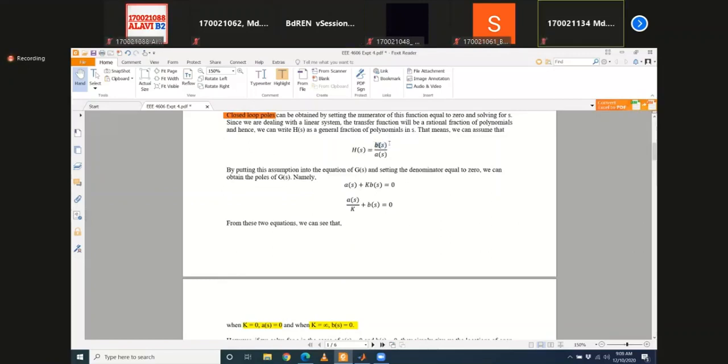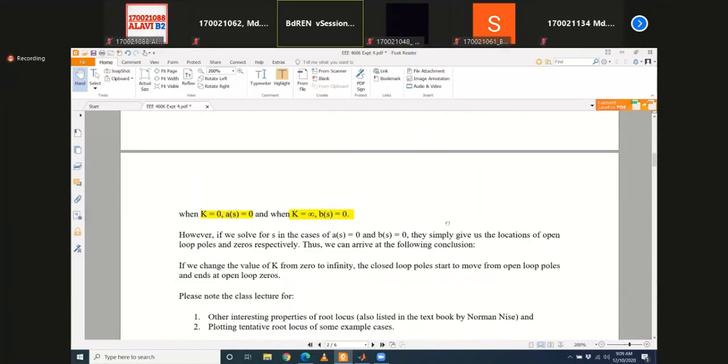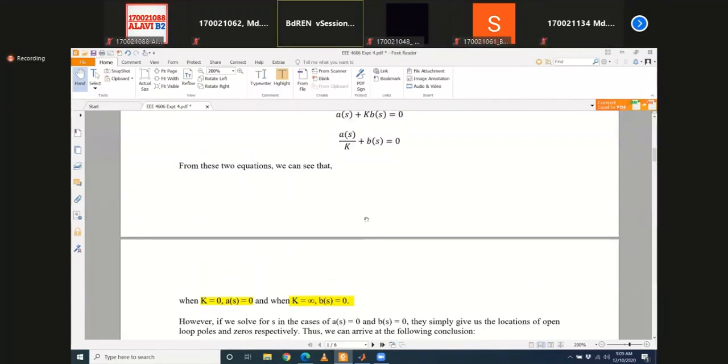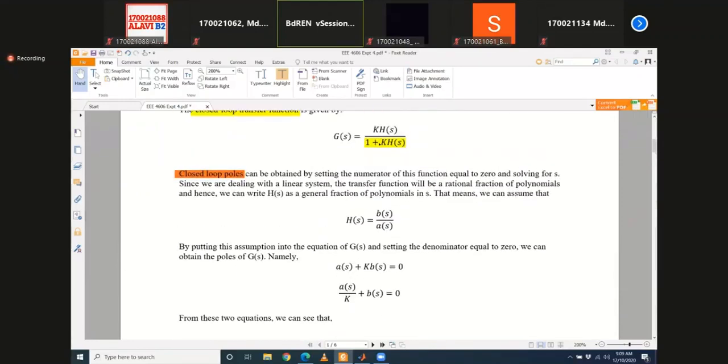Zeros. The open loop zeros, right? Now, what does that mean? As we change k from 0 and increase it up to infinity, the closed loop pole location will start from the open loop poles and it will end up at the open loop zeros. Because remember, these results were obtained from the equation for the closed loop poles, which was 1 plus KHS equal to 0, right?